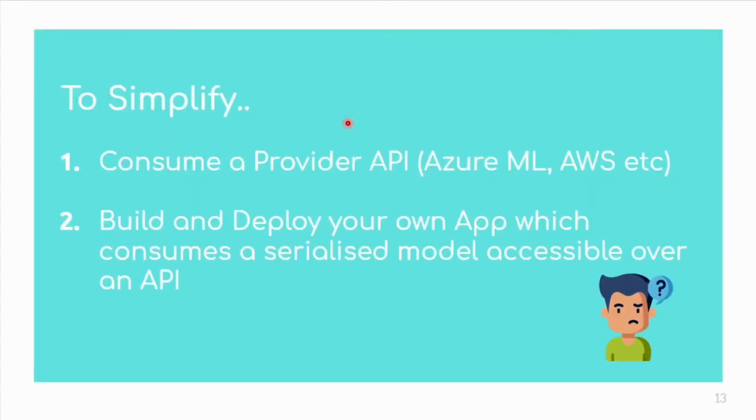Now, to simplify this, how do we solve our original question of productionizing a machine learning model? We can either consume a provider API, wherein the model is either pre-existing or we have created it on our own, a kind of AutoML scenario. Or we could build and deploy our application, which consumes a serialized model accessible over an API. The emphasis is on the serialized model, because all the models are saved as a serialized file, which is the pickle file or the feather file or whatever file format you work with. These are the model files that we typically work upon.